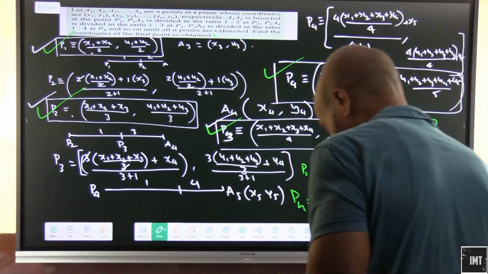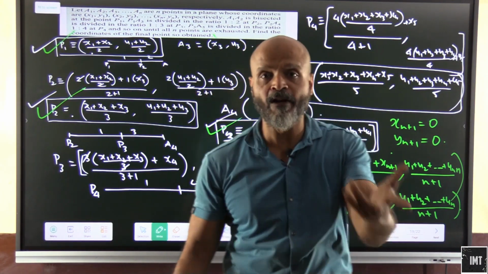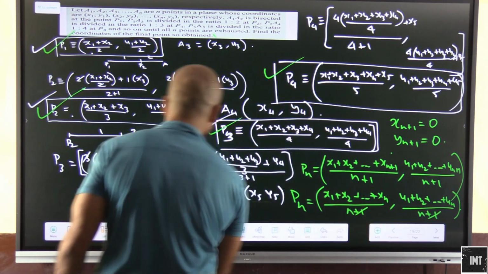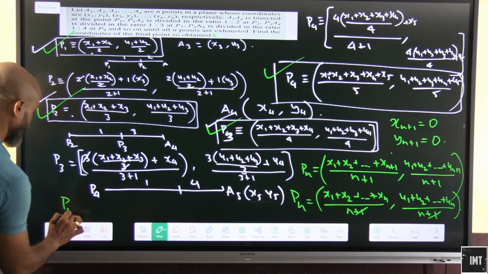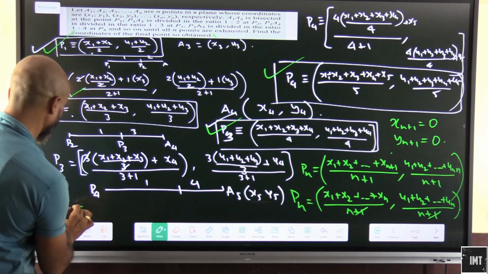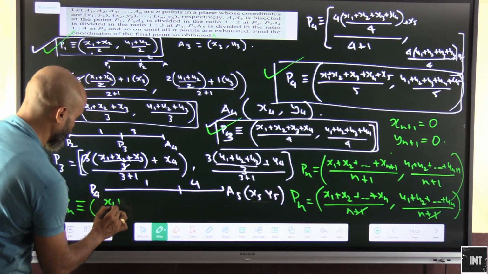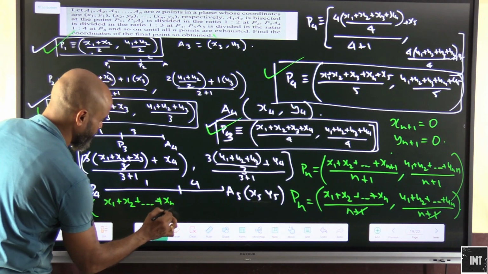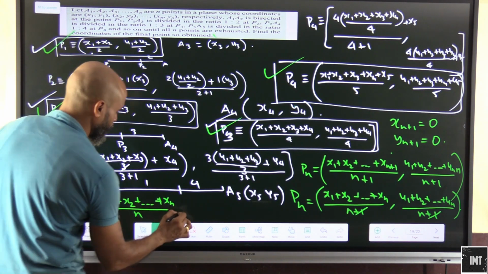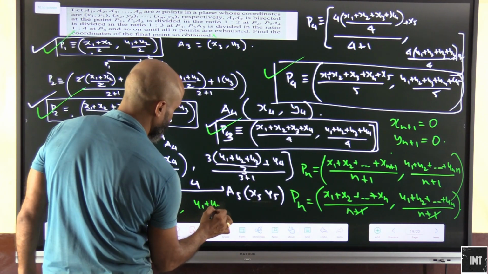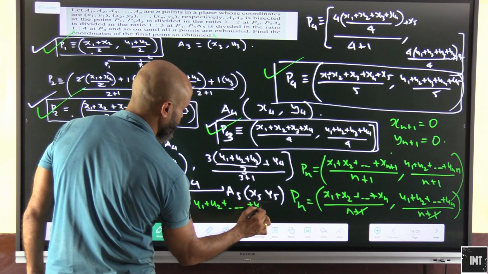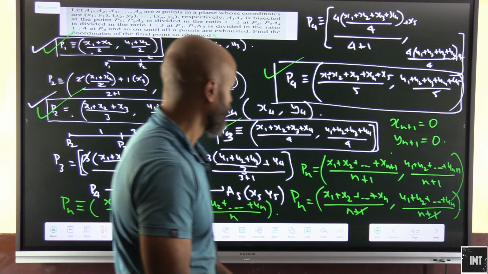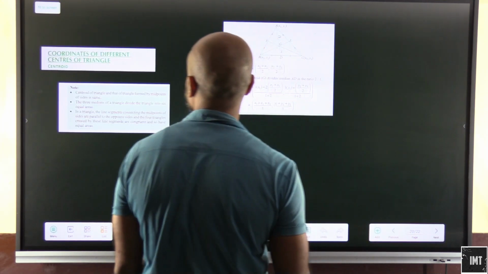Just a correction here: since the n plus 1th point will not exist, only the nth point will exist, so this term will also not exist. So finally Pn will have a value of (x1 plus x2, and this goes on till xn) upon n, and (y1 plus y2, and this goes on till yn) upon n. This will be finished off. Okay. All right, let's move on to the next problem here.